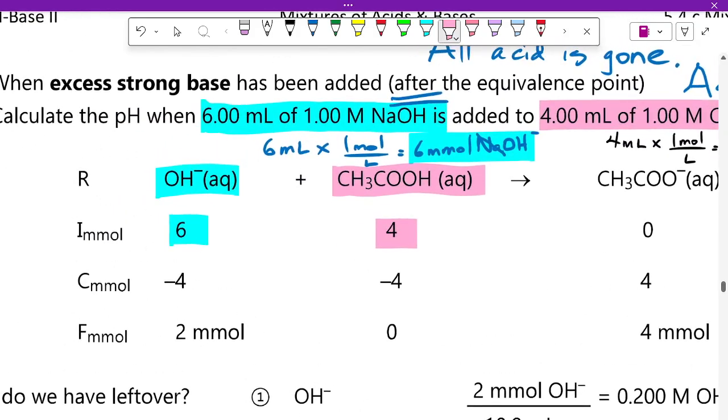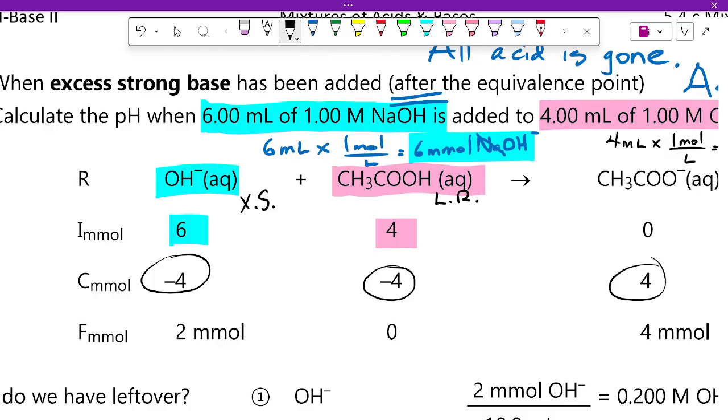How much gets used up of each of those? 4, because we can only use up 4. That's our limiting reactant. That is our excess reactant, XS for excess. So we use up 4, and that means we make 4 millimoles of the weak base. So we end up with 2 here, and we end up over here with 4.